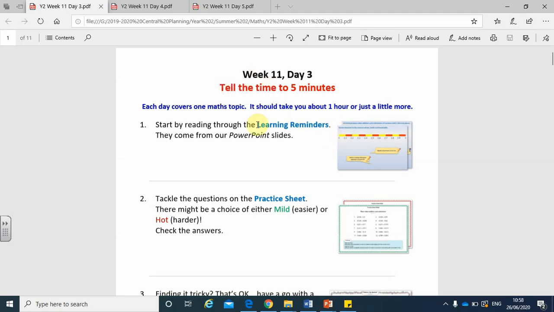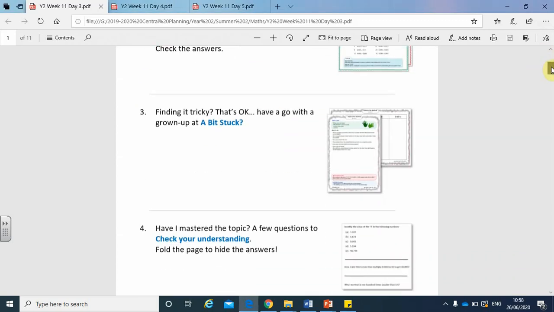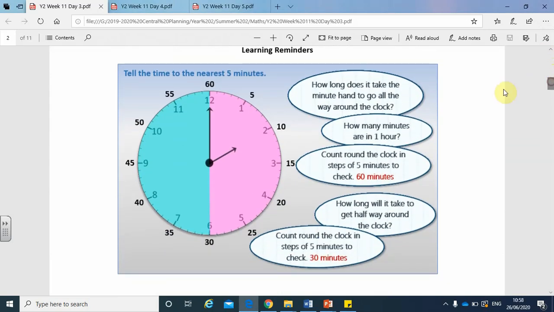I'm going to look at telling time to the nearest 5 minutes again, and if you're unsure about any of these you can refer to yesterday's video because that talked through some of the activities and some of the strategies we could use as well. So just some learning reminders.